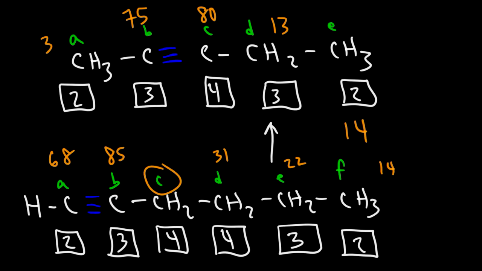Now, between C and D, the score value is the same, but C is 1 carbon away from the alkyne. Therefore, C is going to be lower than D. And the signal for C is 18. So as you can see, this is a significant drop compared to 31.